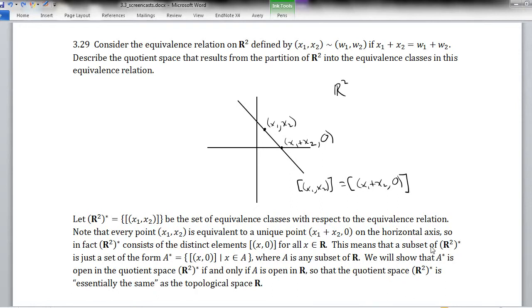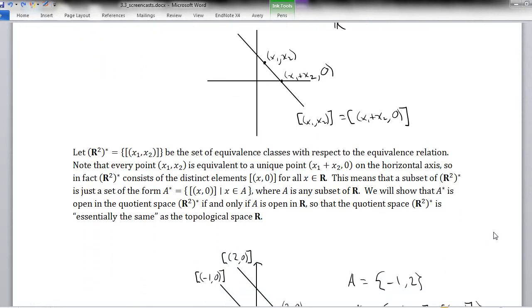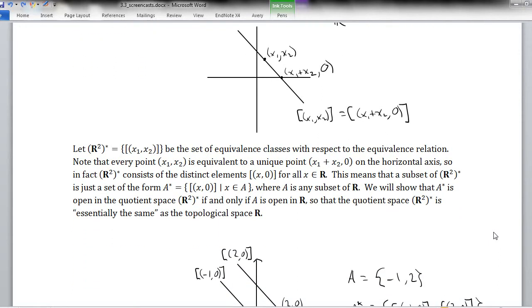There's a technical word for that we're going to learn in a future chapter, and that word is homeomorphic. So basically it just means that open sets in one space exactly correspond to the open sets in the other space. That's what we're going to show.